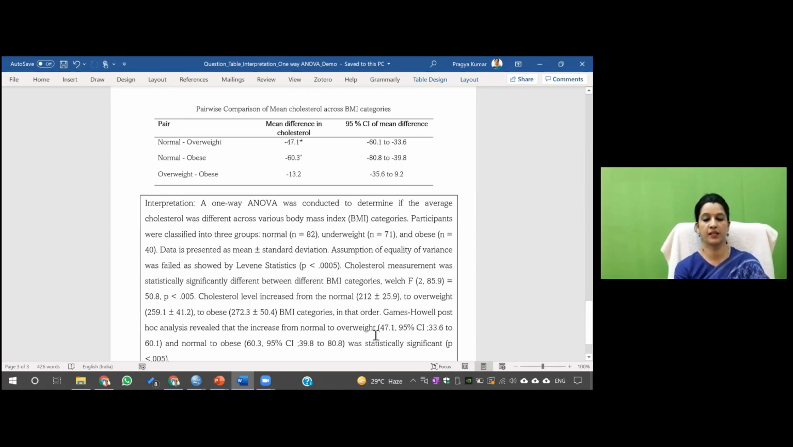And you can see here that we have written the value of Games-Howell, the Games-Howell post hoc analysis. We have not taken the Tukey value, and that value only you have to include here. Is it okay for everyone?